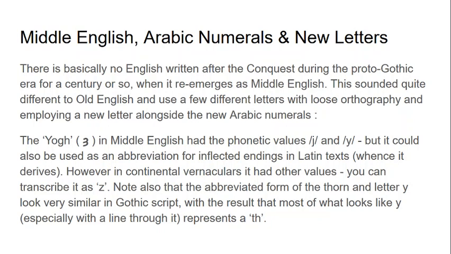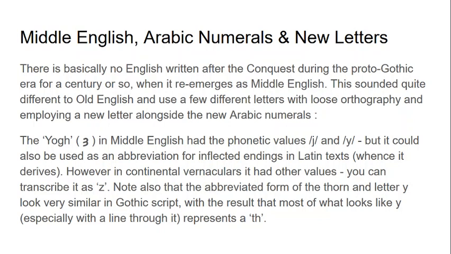The yogh letter, which is pronounced like a Y in Middle English, had the phonetic values of a J, a Y, and a GH, but it could also be used as an abbreviation for inflected endings in Latin texts. You might remember seeing it in the Carolingian episode where we looked at all of the Latin abbreviations that developed in this time. However, in continental vernacular languages, it had other values. So in medieval Italian, you can transcribe it, for instance, as the letter Z.